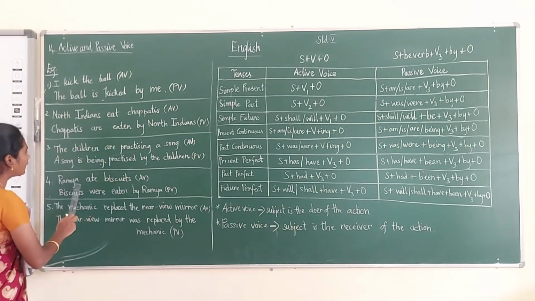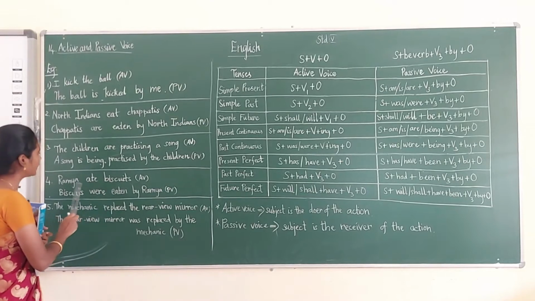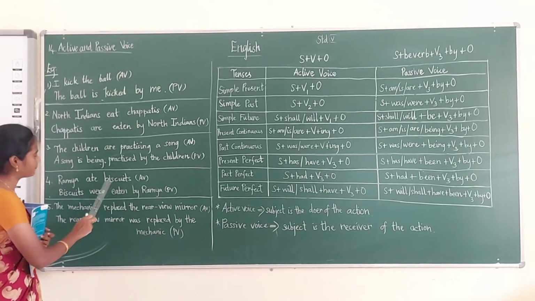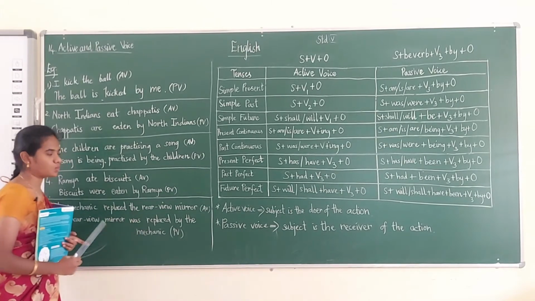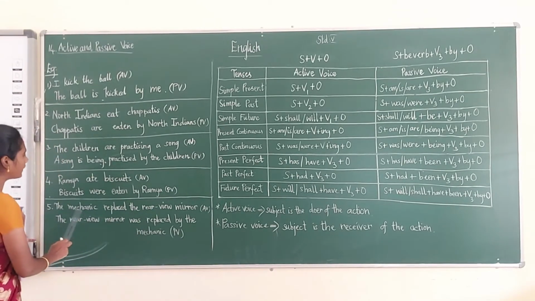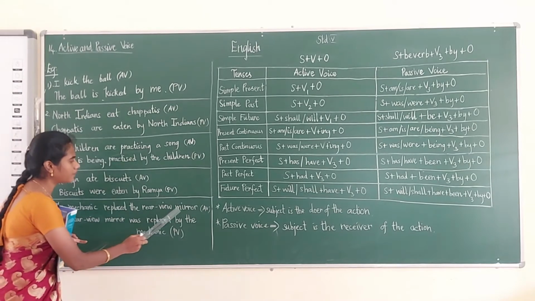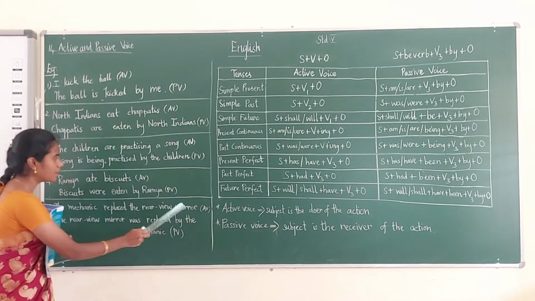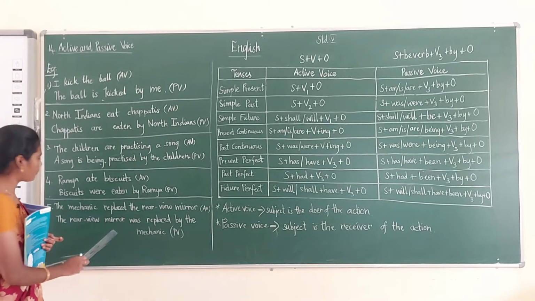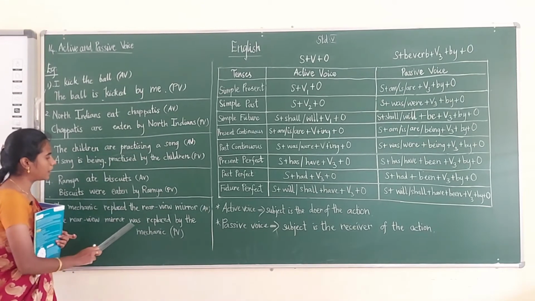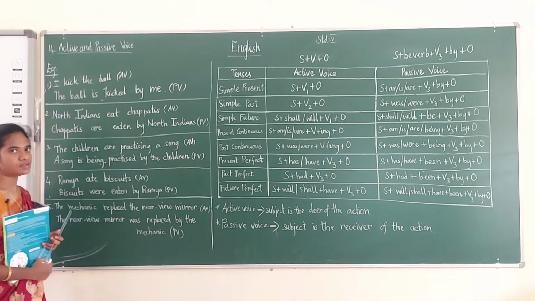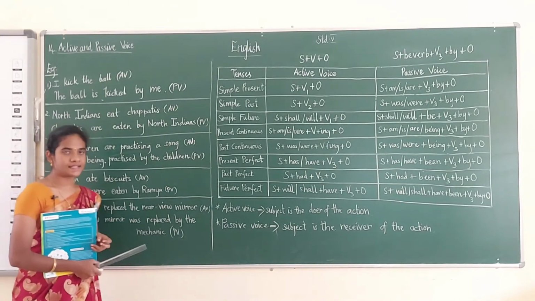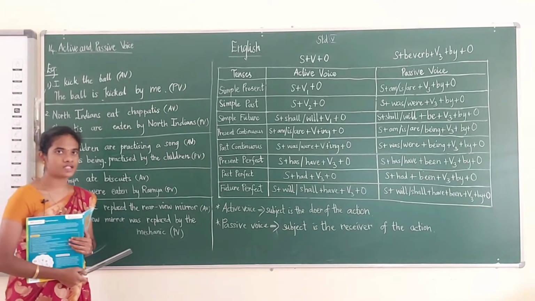The next, Ramya ate biscuits. Biscuits were eaten by Ramya. So it is a passive voice. See the next example. The mechanic replaced the rear view mirror is an active voice. How do we change it into a passive voice? The rear view mirror was replaced by the mechanic. So these are some examples of active and passive voice.